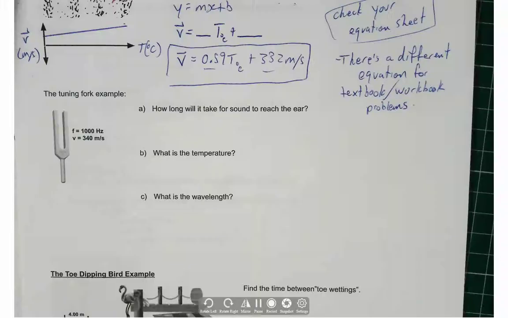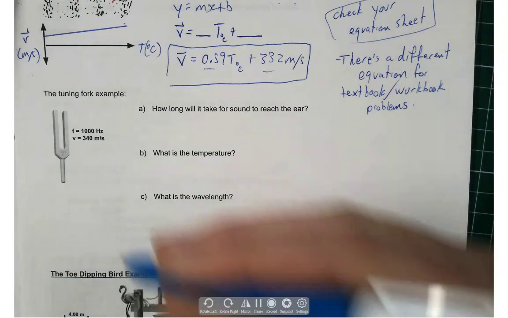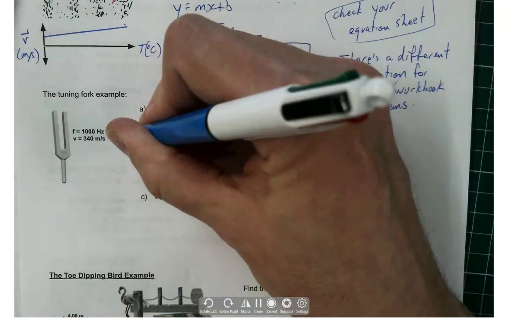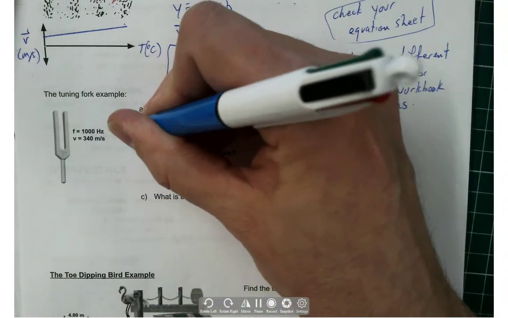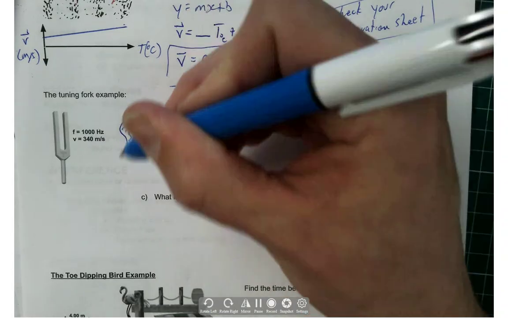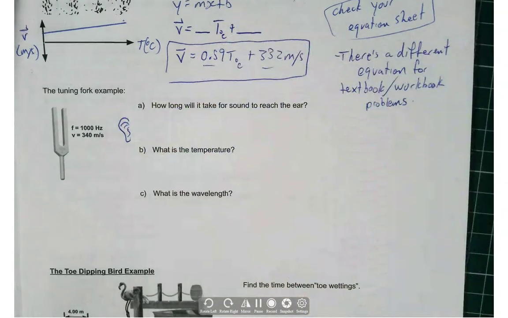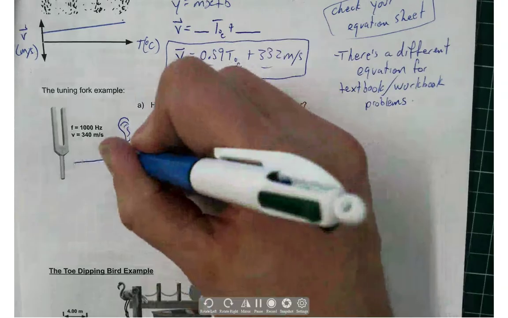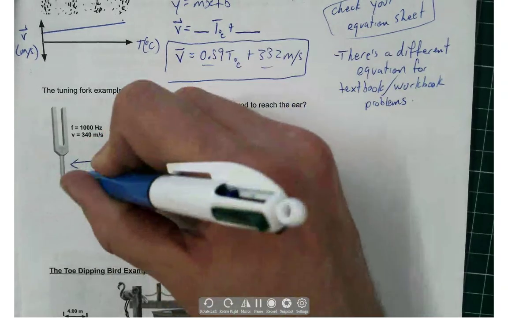And so with this idea, how long will it take for sound to reach an ear if there's a tuning fork that produces sound? Here's the ear that we're talking about. We'll add in an ear. Oh, that doesn't look like much of an ear. Anyway, that's an ear. And if we have an ear that's a distance of 20 meters away from a tuning fork.